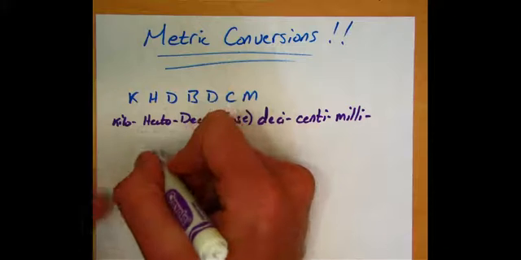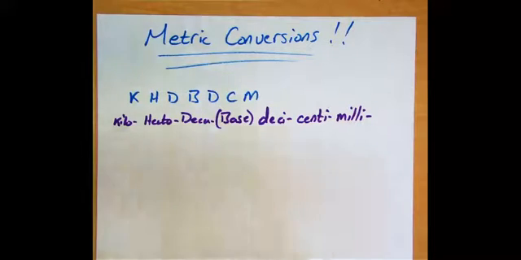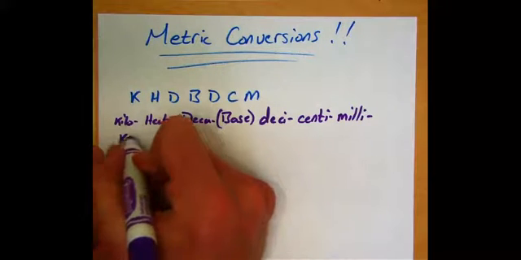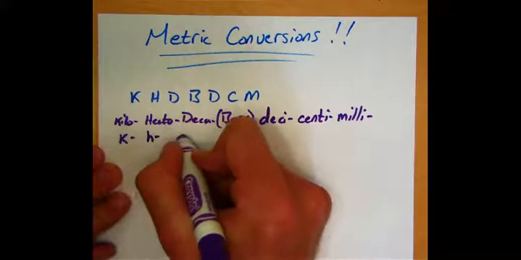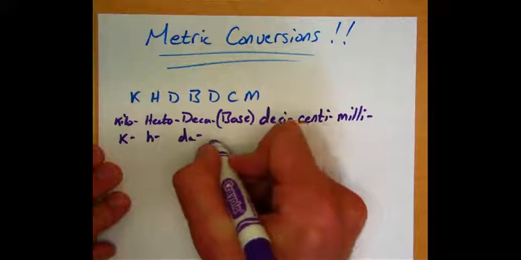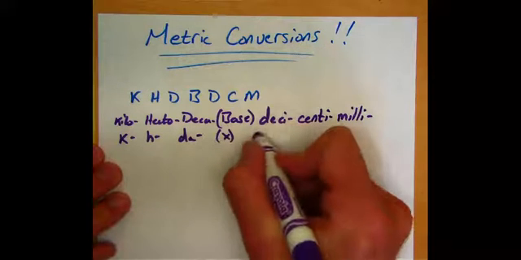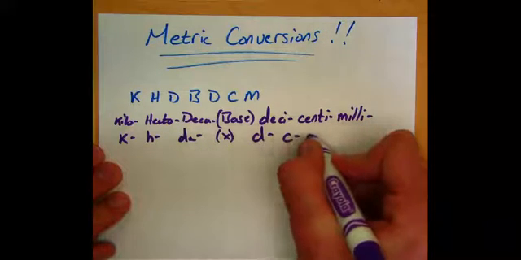Again, a prefix is the word that is attached to the front of the word. So this is the part that's attached to the front of the word. Now all of our abbreviations for these are K, H, DA, base, there is none, D, C, and M.